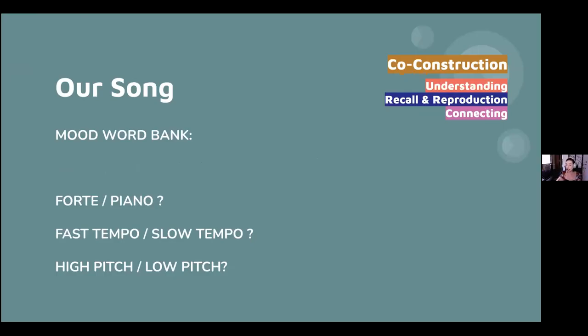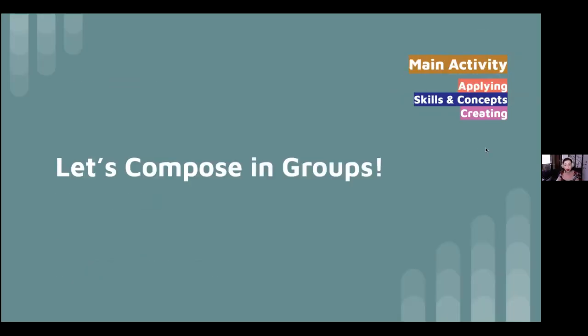We're hitting understanding, recall and reproduction, and connecting. We're showing that we understand those words. We're recalling the vocabulary, and we're connecting it to the mood words. For our main activity, we're applying.